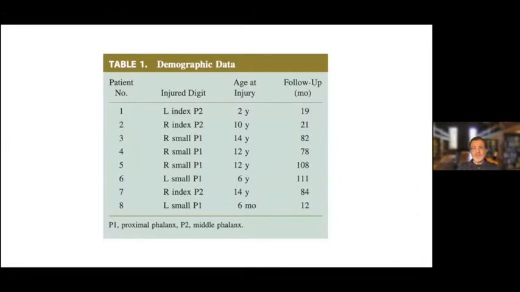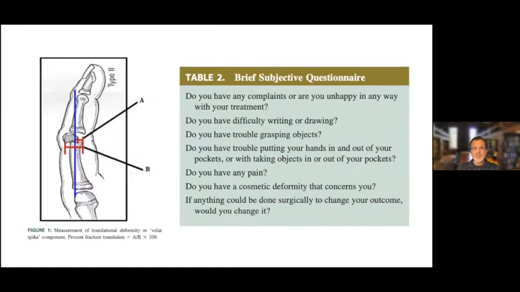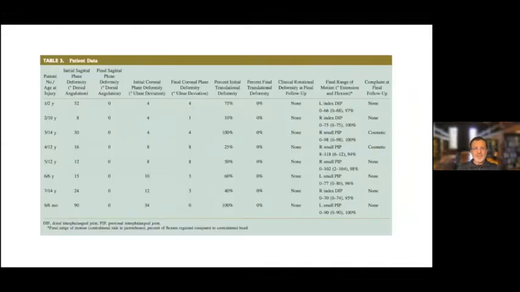And if you look at their patients, they had 8 patients with a wide range of injuries. And here's the months of follow-up. And you can see they had fairly long-term follow-up in most of these patients. They looked at a subjective questionnaire as well as the objective translational deformity. And it's really interesting. Look at this final sagittal plane deformity, dorsal angulation, 0 degrees. So complete remodeling. As Chesko would say, 0%. And here it is, 0% final translational deformity, despite having some of these at 100% translational deformity.